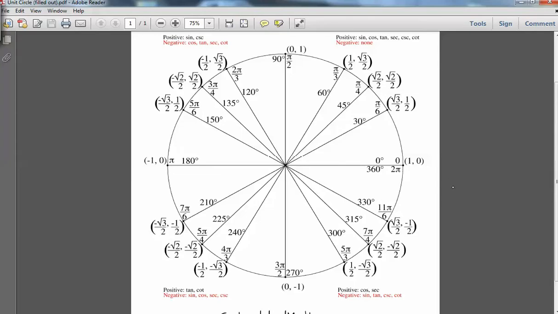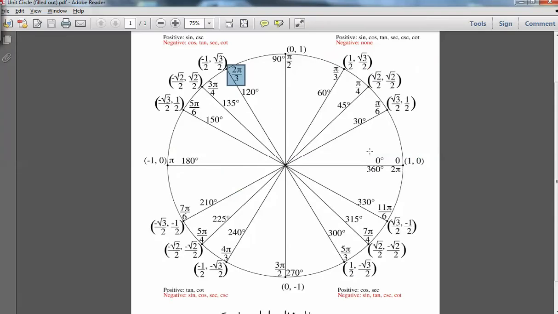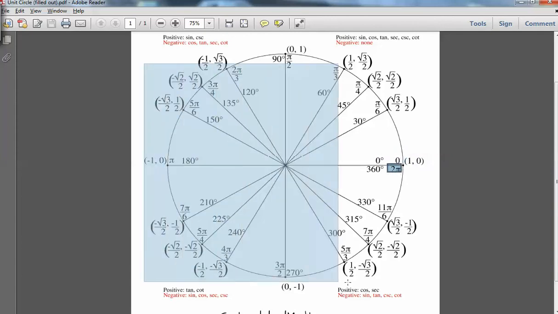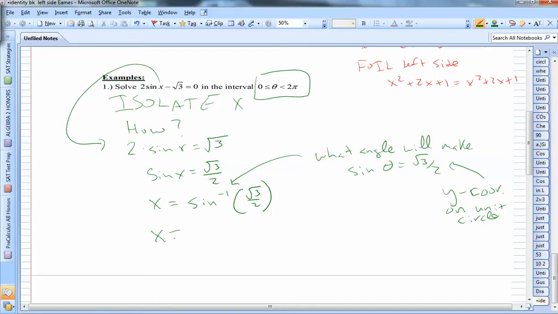So if I go to my unit circle, I see that over here, the y value is root 3 over 2. I'll see the same thing over there. So the two values that make that work will be pi over 3 and 2 pi over 3. Now we do have a default range for inverse sine, but in this problem, we're asked to solve on an interval from 0 to 2 pi. So starting at 0 and ending at 2 pi, we want to go around the whole circle. So our answer is going to be pi over 3 as well as 2 pi over 3.